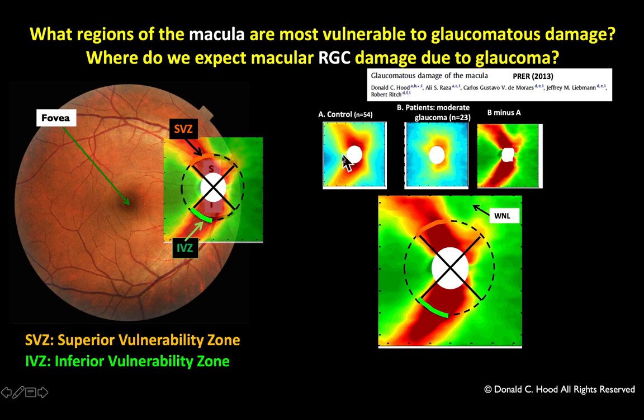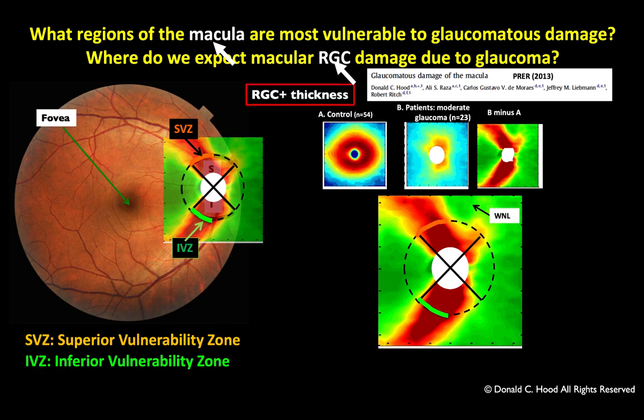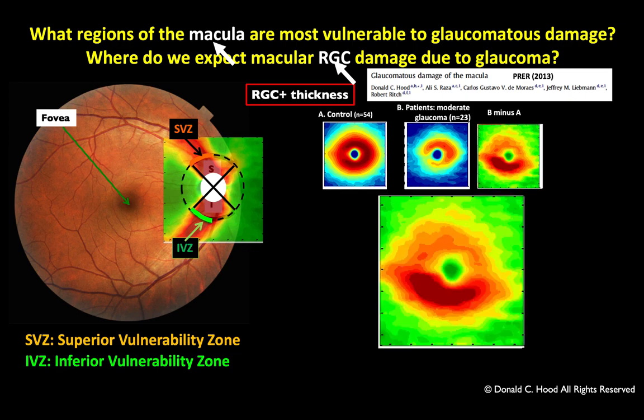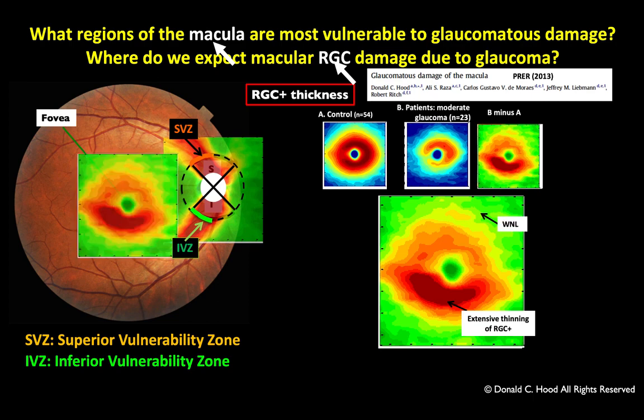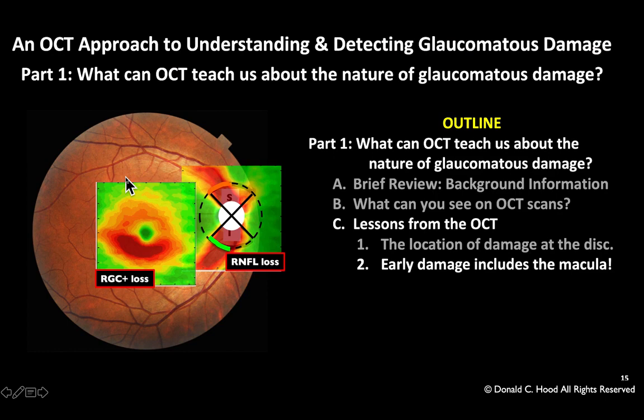All right, so let's take this and now replace this with ganglion cells in the macula. This is retinal nerve fiber layer thickness for the controls. Here it is for the patients. Here is the difference between the two. Again, I want to remind you that dark red means extensive thinning, green means within normal limits. So let's superimpose this here. This is retinal ganglion cell loss. This is retinal nerve fiber layer loss. That's your macula.